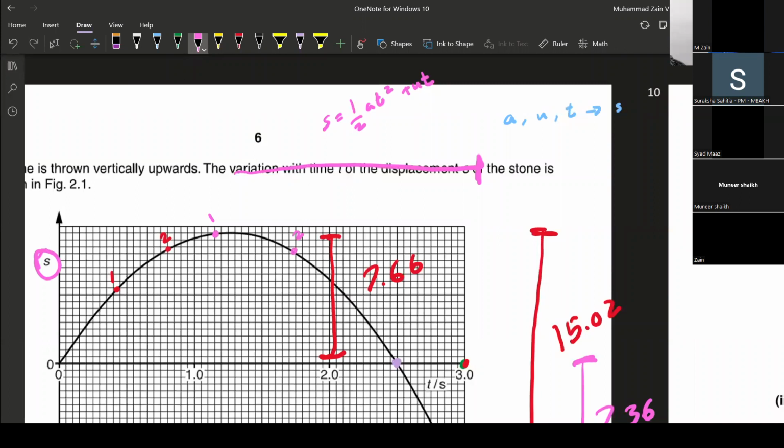So the speed at 1 would be my u, and the acceleration is constant throughout, so it would be the same. The speed at 2 would be v, and the time for this whole region between 1 and 2 would be just the time between these two points. I don't need to take the whole time. I guess this would be around 0.4 seconds or something like that. That's the case with all of these questions.